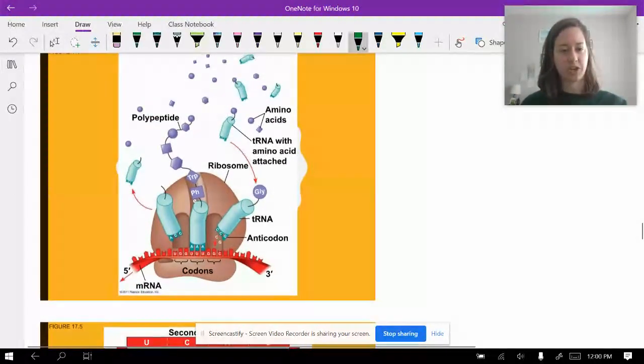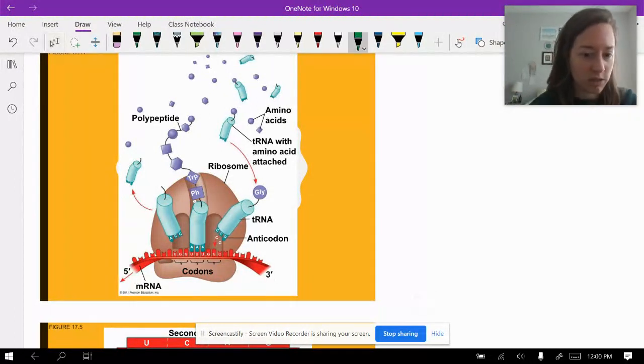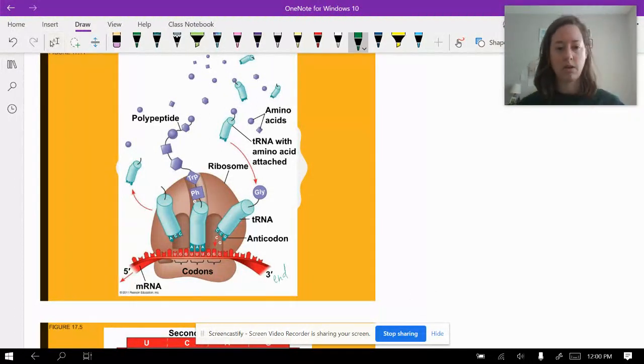Okay, here's some pictures of translation, how it works. The brown is the ribosome. It has the larger subunit on the top and the smaller subunit on the bottom. And then, like I said, the mRNA is threading through. The 5' end is the beginning and the 3' is the end. For each codon, there is an anticodon on the light blue tRNAs that is complementary. The codon will only bind to a complementary anticodon, and the anticodon will only be carrying one specific amino acid.